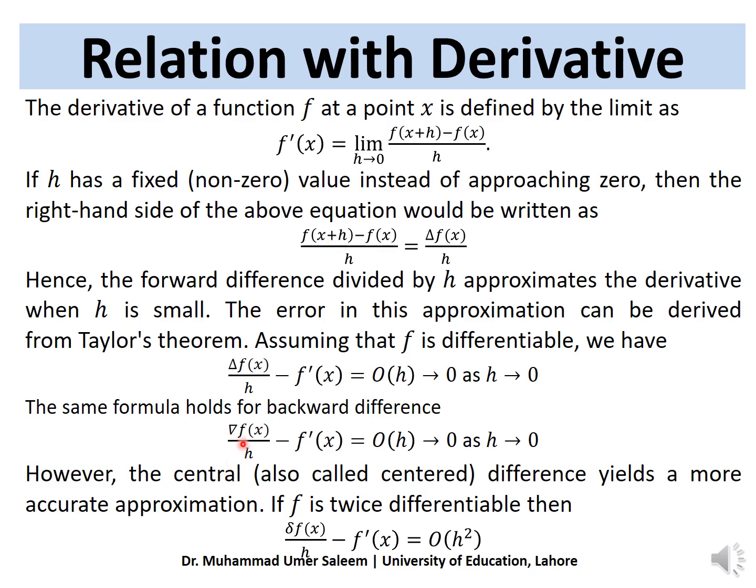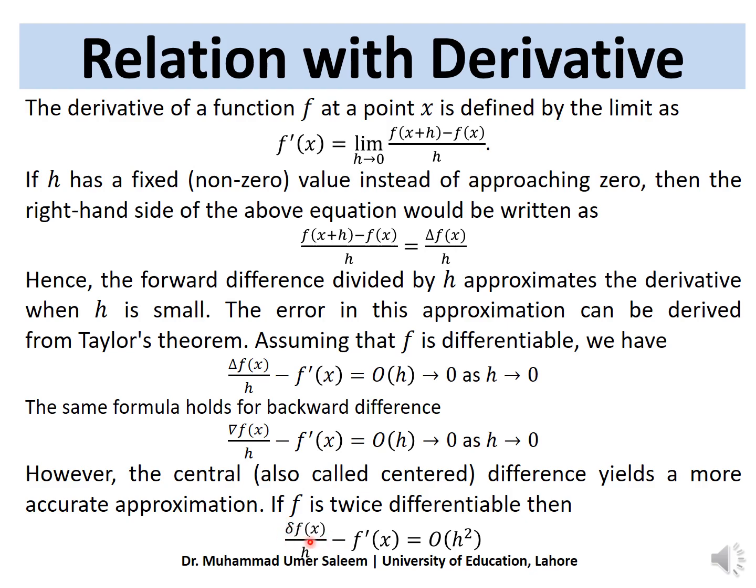So by using that in the case of nebula, again we end up, by Taylor theorem, with an error of order h. However, the central, also called centered difference, yields a more accurate approximation, since in this case the error is of order h square. So this will approximate a better form of the derivative. So here I use that notation.